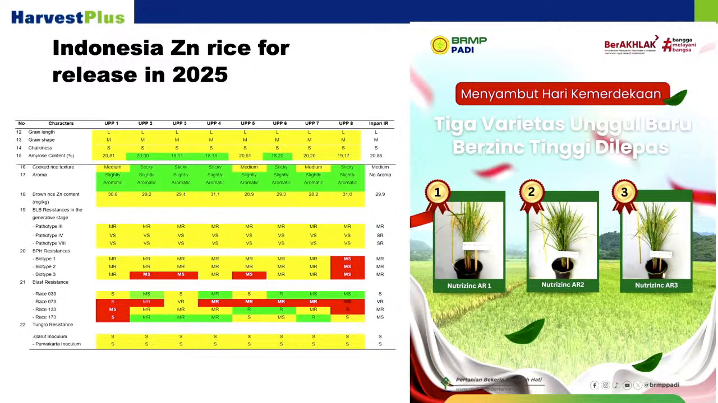Another one is our project in Indonesia. Again, disease resistant, you can see the UPP lines 6 and 7 as well as 4, which have been identified as high zinc rice in Indonesia. It's going to be released at the end of this November by the Ministry of Agriculture. This combines multiple disease resistance as well as high zinc level. So these are all partnership-based breeding.